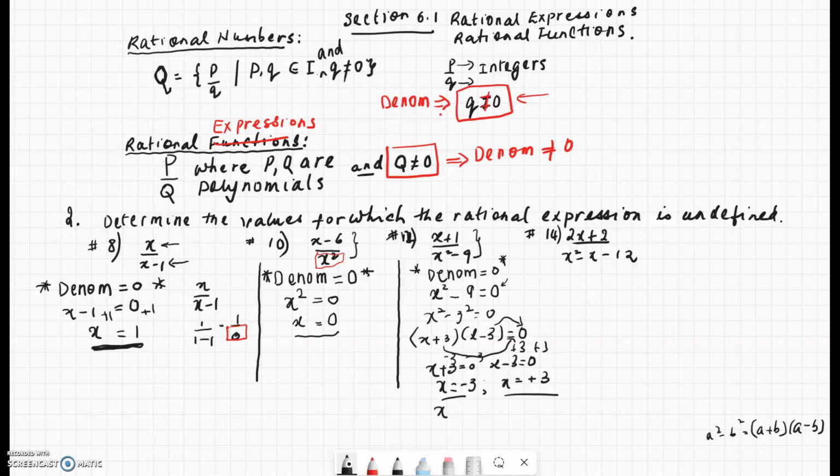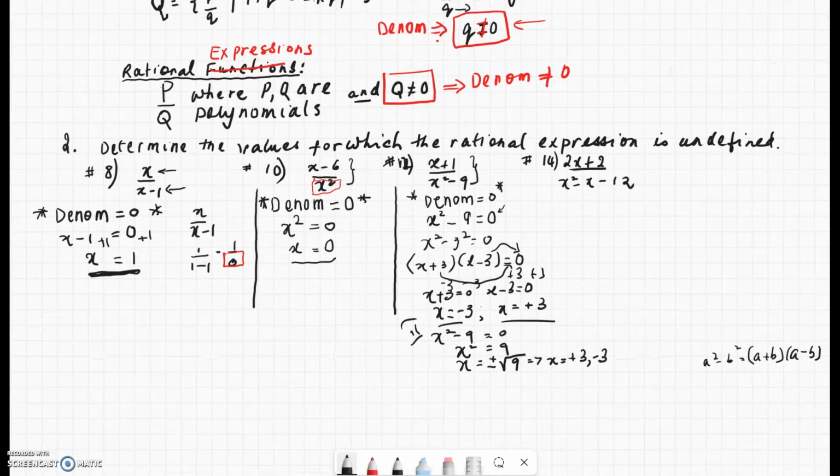Another way of solving this, the second method, is x squared minus 9 equals 0. Solve for x squared first. So x squared equals 9. And that gives us x equals plus or minus, you take the square root on both sides, plus or minus the square root of 9. So x can equal plus 3, because the square root of 9 is 3, or minus 3. So these are the two values at which this expression will be undefined.